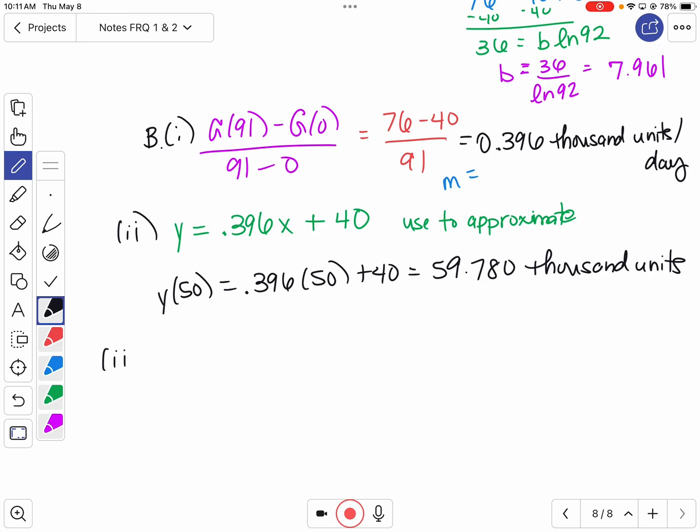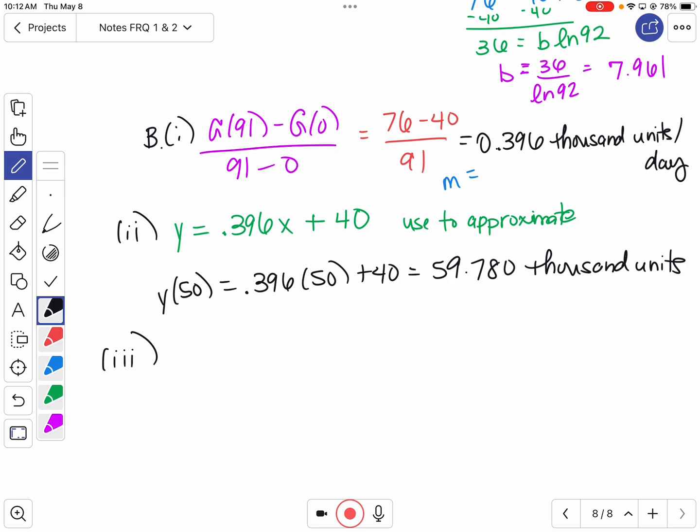And then on part 3 of that section, it says, let A sub t represent the estimate of the number of units of the video game sold in thousands using the average rate of change found in part 1. For A of 50, found in part 2, it can be shown that the approximation is less than the actual value, okay? That's what that says. A of 50 is less than G of 50. That means my approximation is smaller than the actual value. Explain why, in general, that the approximations will be smaller than the actual value everywhere between 0 and 91.